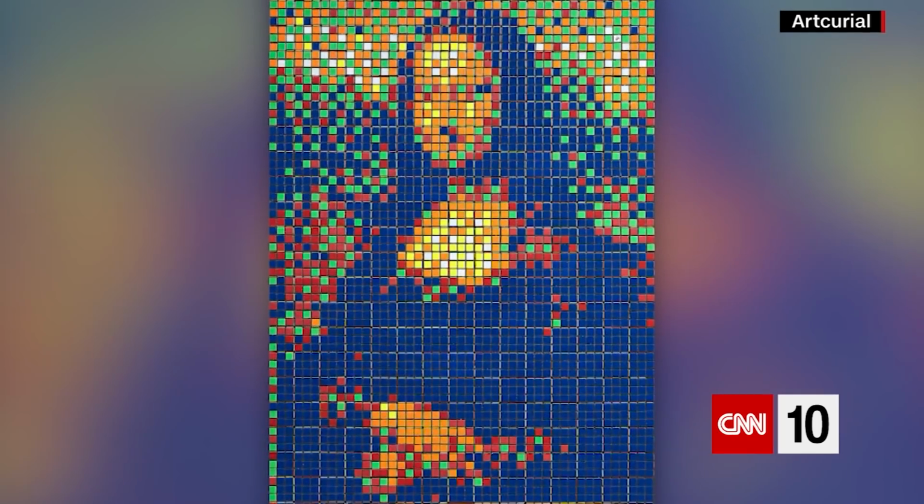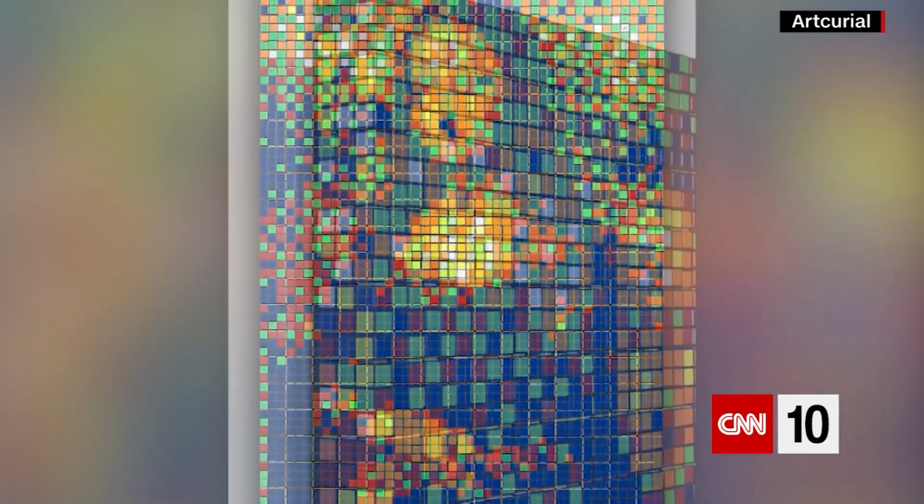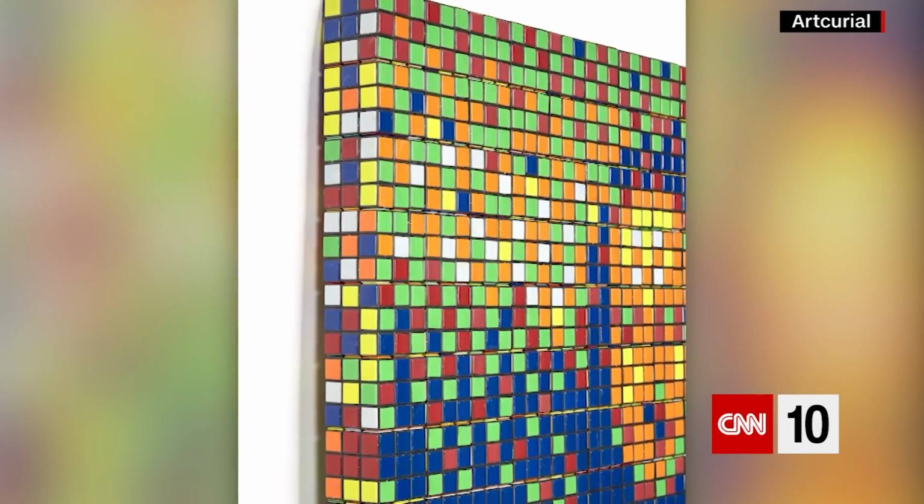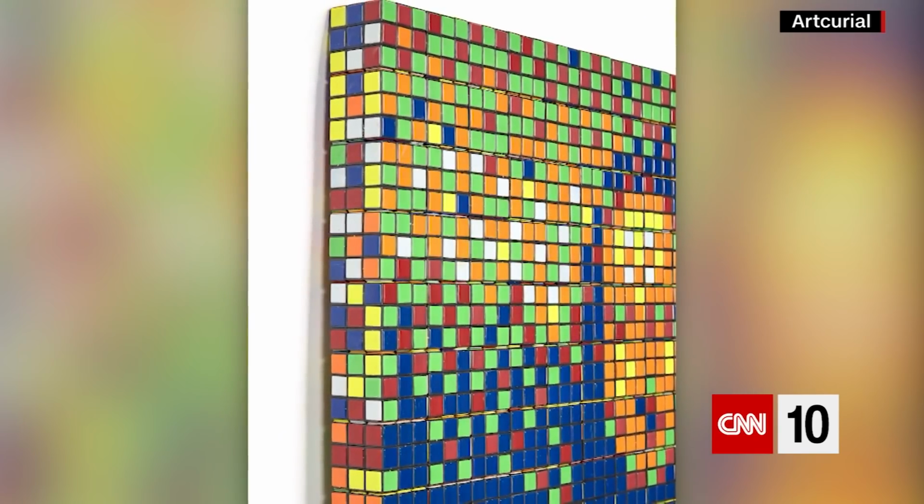For 10 out of 10, Leonardo da Vinci could never see this coming. This is one of his most famous paintings, the Mona Lisa, made entirely out of Rubik's Cubes. She's so like the lady with the mystic smile.